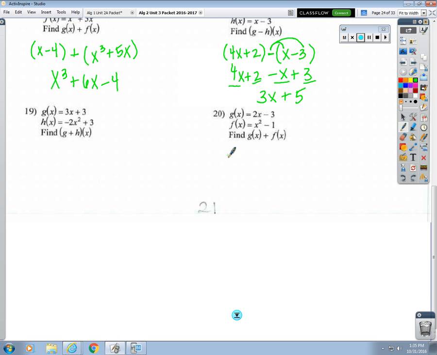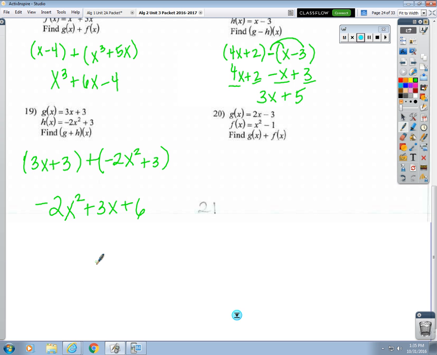Number 19, they want you to start with the g function, which is 3x plus 3, and add it to the h function. When you did that, you should have ended up with negative 2x squared plus 3x plus 6. That is a quadratic trinomial.